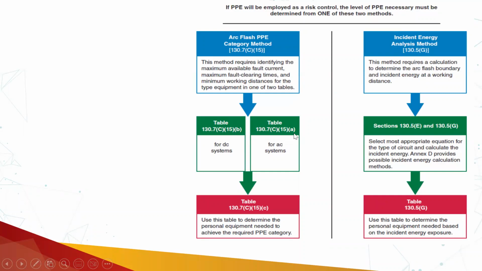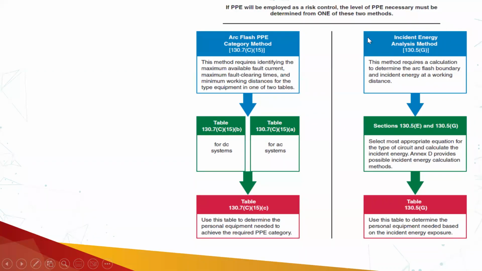15B is for the DC system, 15A is for our AC system. So we will be using either of these, and then we will be moving to 130.7 C15C for selection of our PPE. If we are using an incident energy analysis method, we will be using table 130.5G, and then we will be selecting PPE based on our table 130.5G.